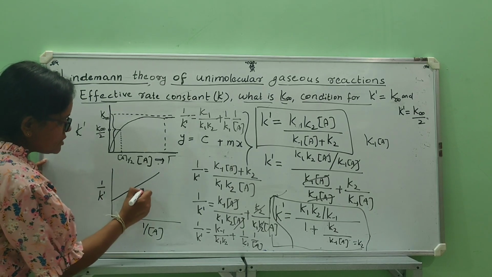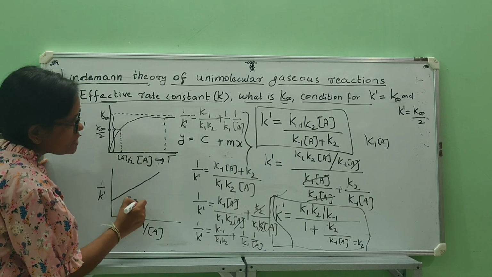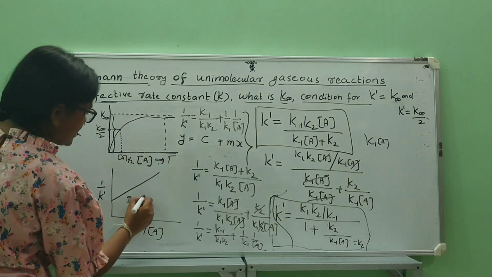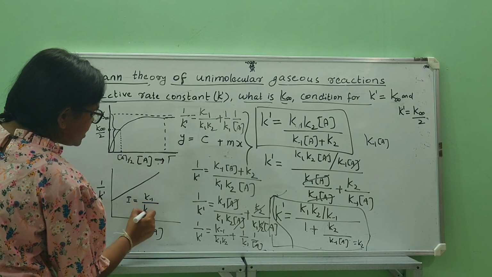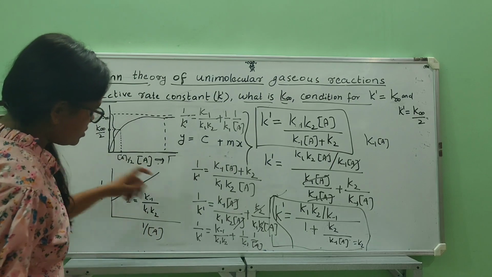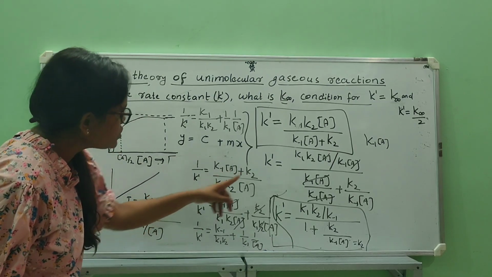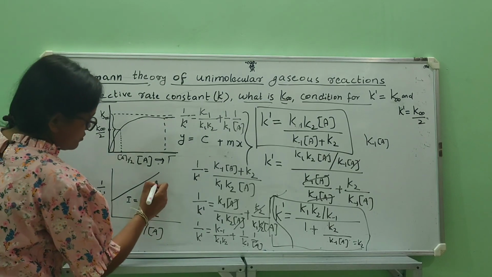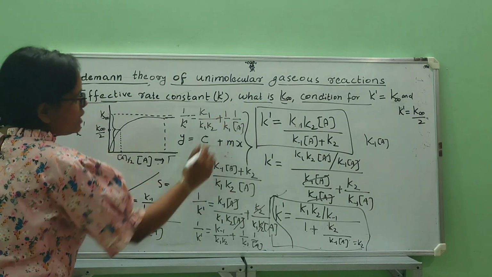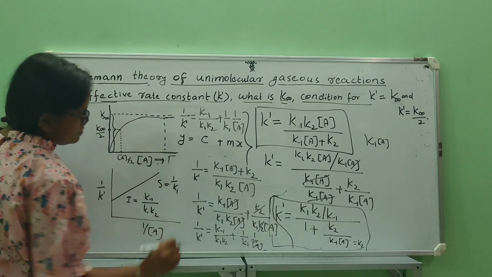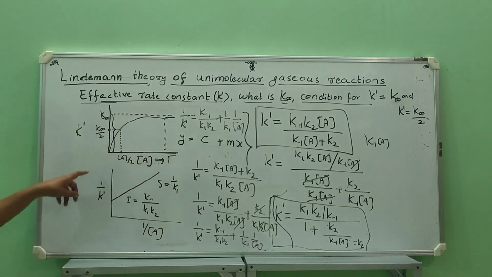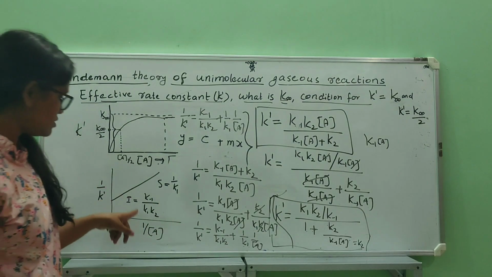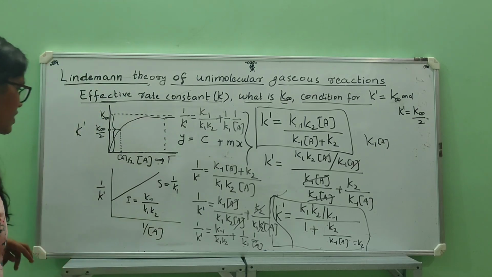The intercept is k minus 1 by k1 k2. So is it correct? k minus 1 into a plus, okay, it is k minus 1 by k1 k2. And the slope is given by 1 by k1. Okay, so this is the graph between 1 by k dash and 1 by a.